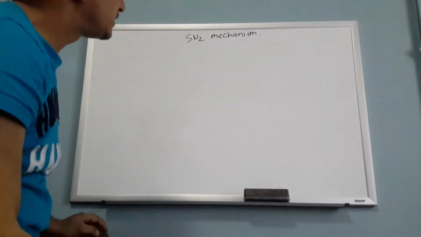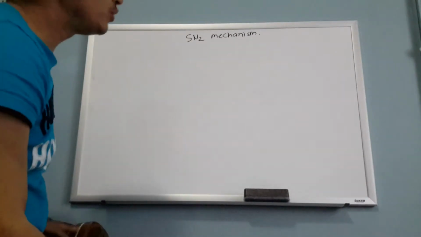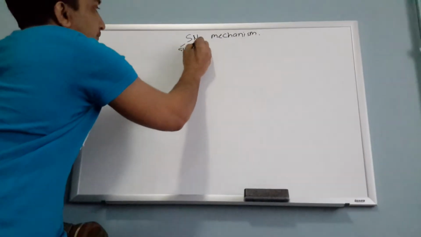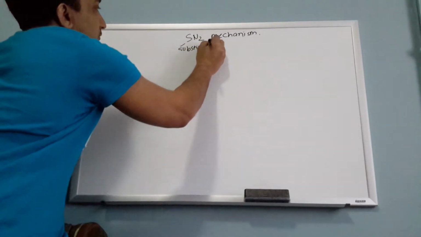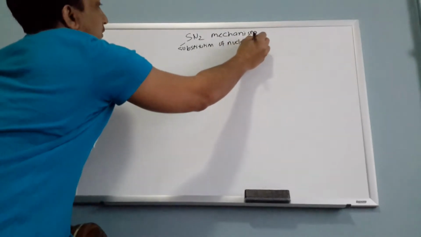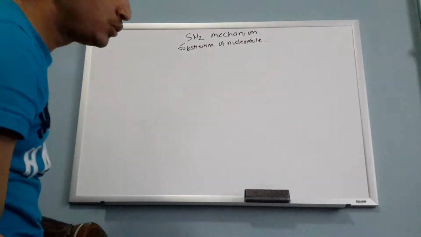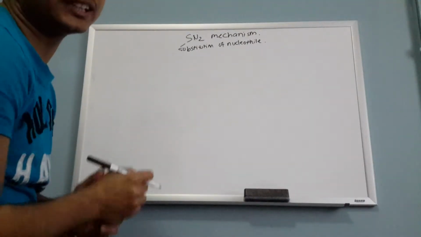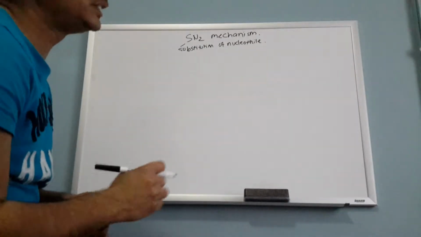SN2 mechanism: what does S stand for? Substitution of nucleophile. There are two kinds of nucleophilic substitution mechanism. One is SN1, one is SN2. So SN2 depends on what?